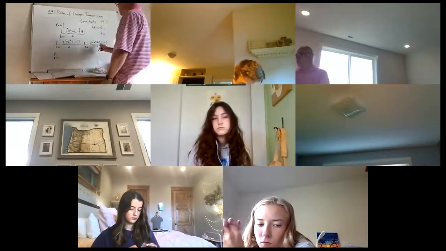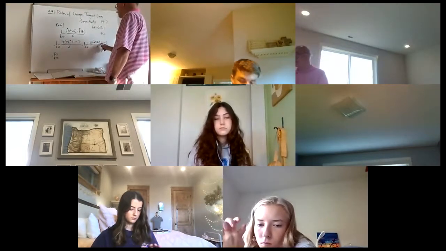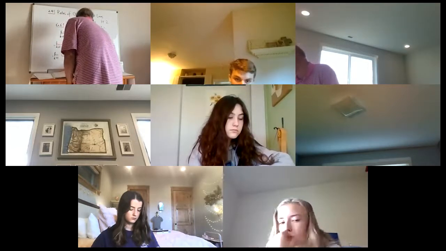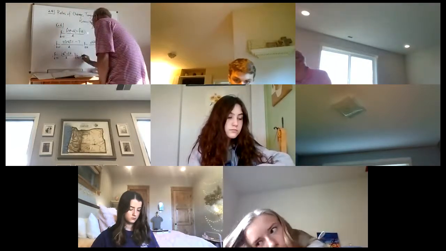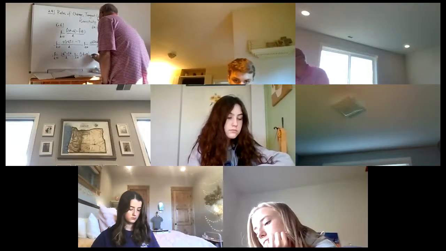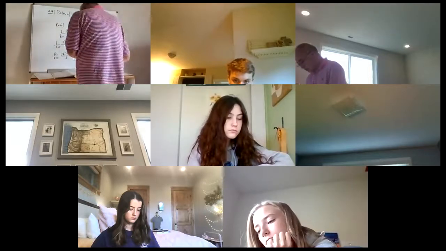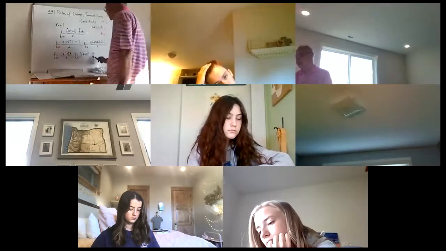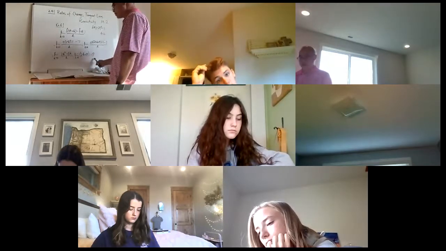Limit as h goes to 0. 2 times 4 is 8, minus 1 is 7, minus 7 is 0. So I'm going to have 2h squared and 8h over h. Limit as h goes to 0, I'm going to end up with 2h plus 8. So as h goes to 0, I'm going to end up with 8. So the instantaneous rate of change is going to be 8.